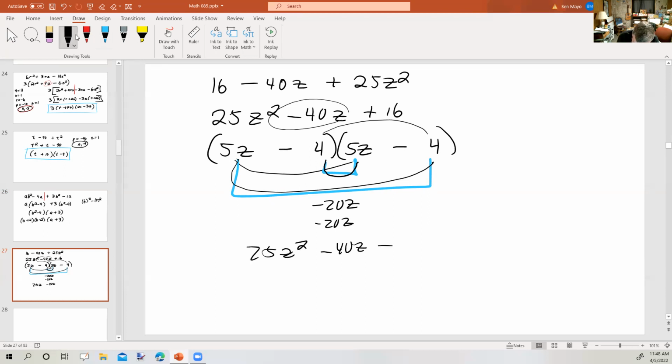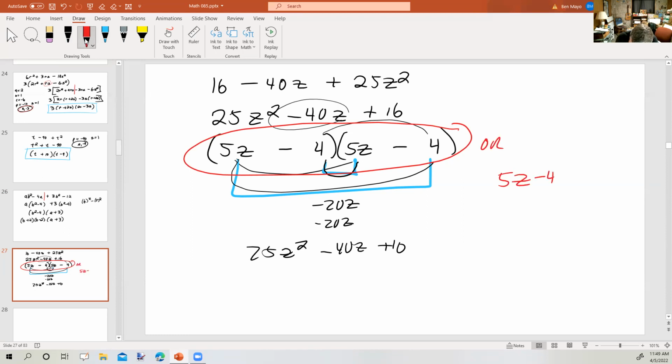So it's a perfect square trinomial. And there is our answer. Or we could write it 5z minus 4, the quantity squared. So either way. All righty.